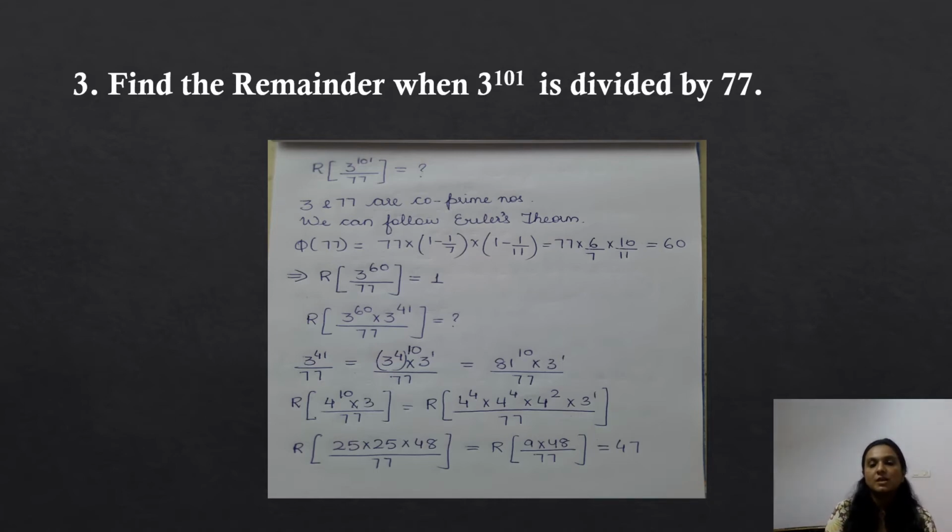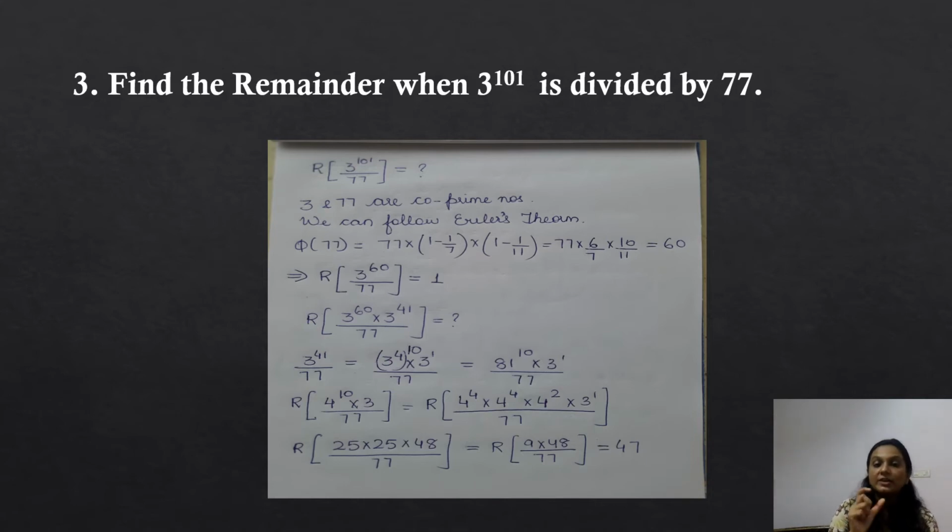and co-prime to 77. Going by that formula, it is 77 into 1 minus 1 by 7 into 1 minus 1 by 11. Now 77 we had broken as a product of prime numbers, 7 into 11, and then we have used the formula. So phi of 77 comes as 60. Going by Euler's theorem, the remainder when 3 power 60 is divided by 77 is 1.